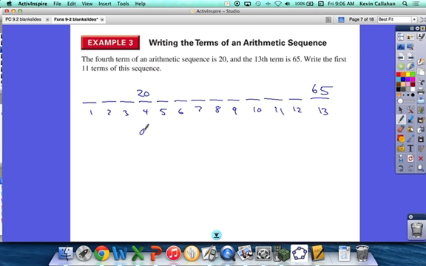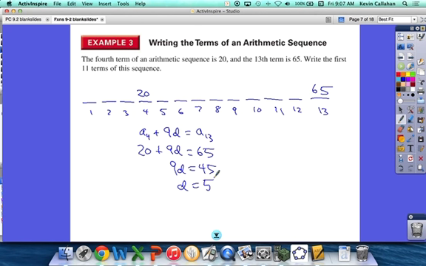a4 plus 9 times d equals a13. 20 plus 9 times d equals 65. So we can solve for the d. With that equation, we solve for the d. Subtract 20. 9d equals 45. So d equals 5. Right, so the common difference is 5.